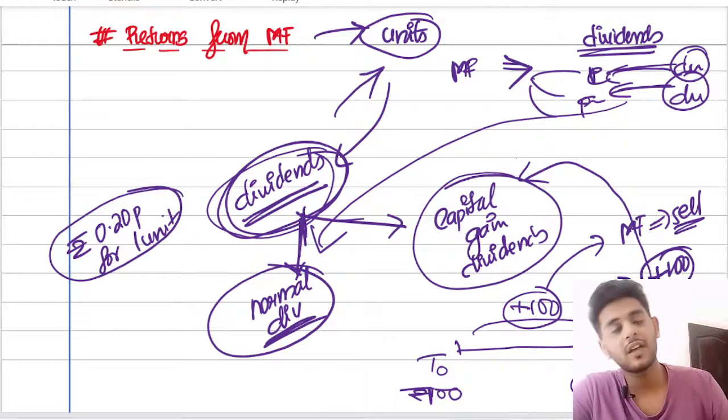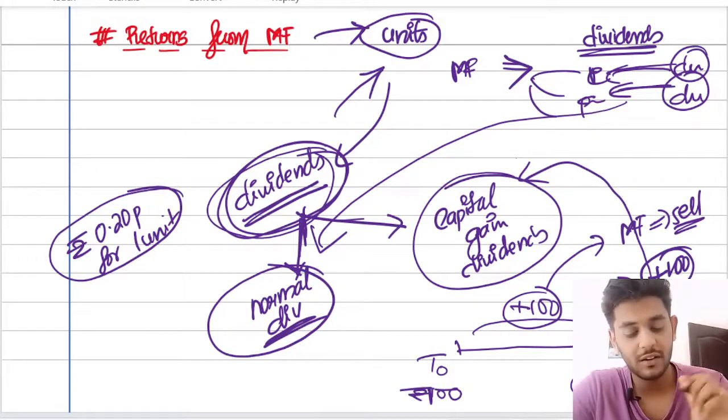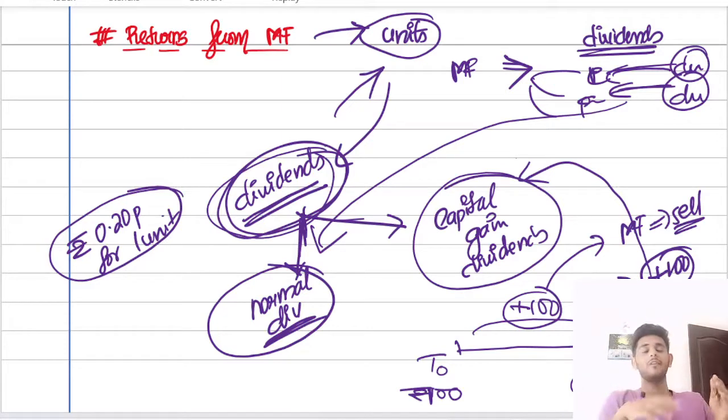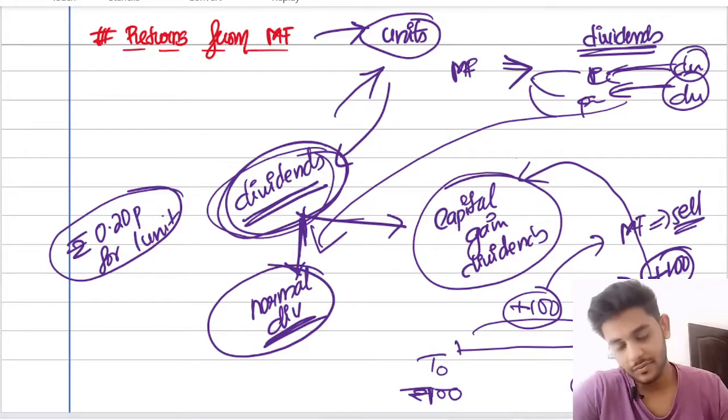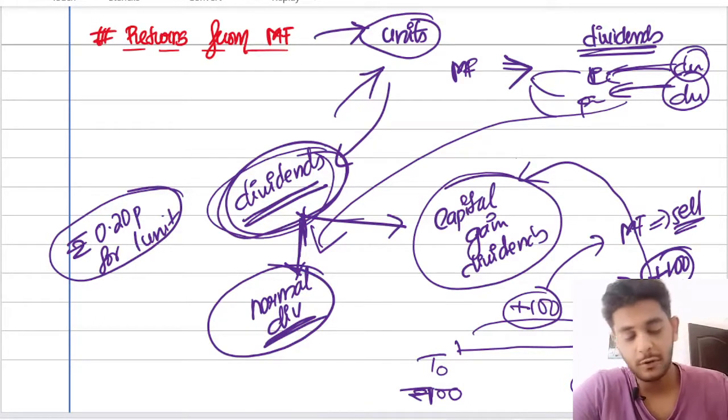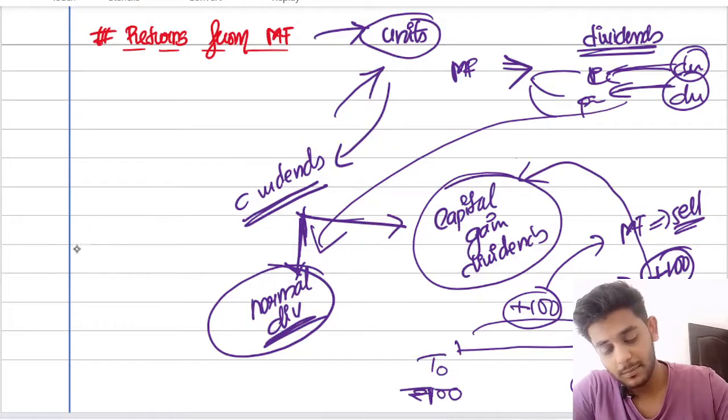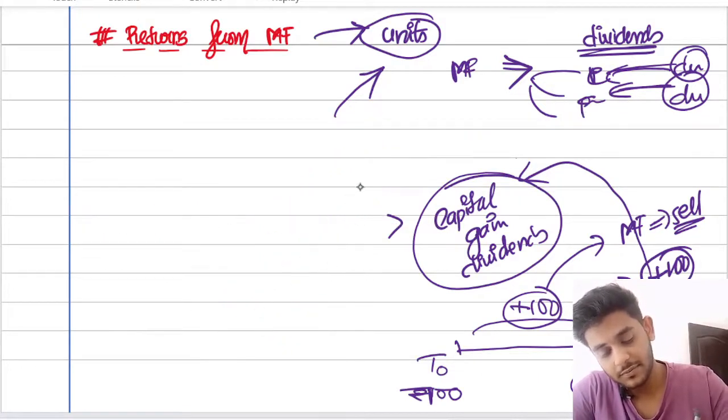So the return we are getting from the units of a mutual fund is called dividends, and the dividends are again divided into normal dividends and capital gain dividends, or we can say capital gain distribution as well. Okay, so that is what the return of a mutual fund is. Let me put it in a proper way.